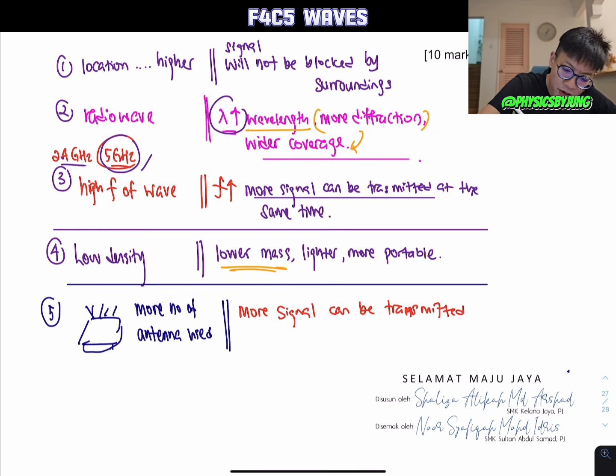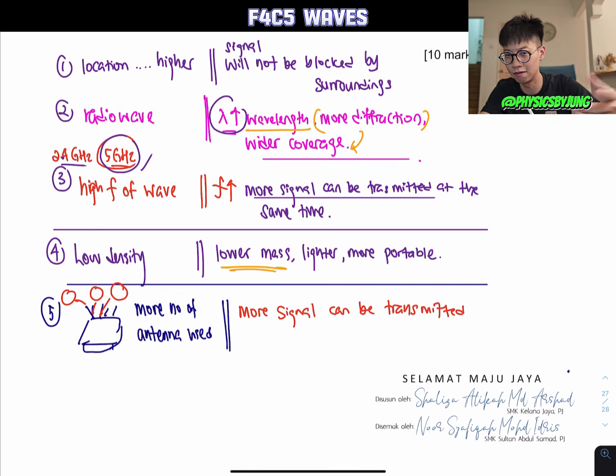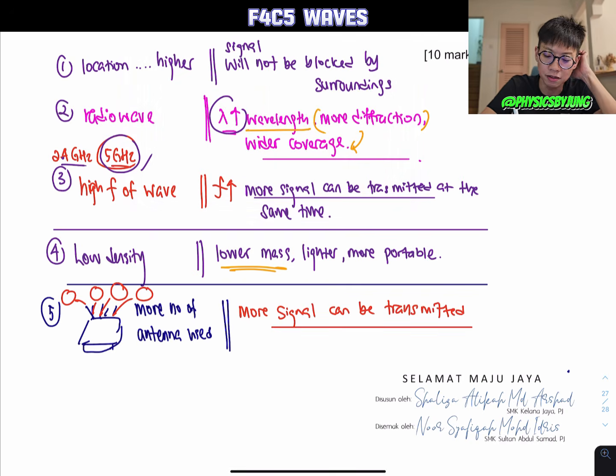Okay, why? Because let's say one antenna is used for your dad to watch Astro, maybe. One is for your mom to video call with the auntie. One is maybe for your sister to watch Insta. Maybe one is for you to watch YouTube, like my video, right? Okay. So in this case, more signal can be transmitted because each antenna supports different people.